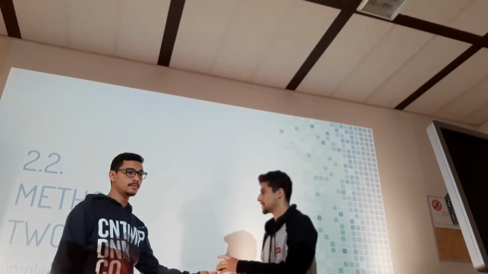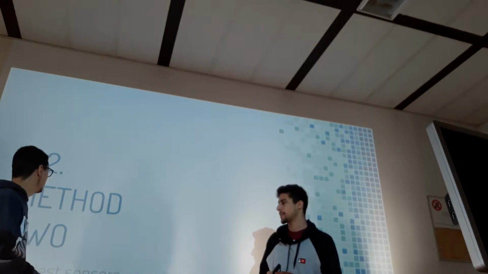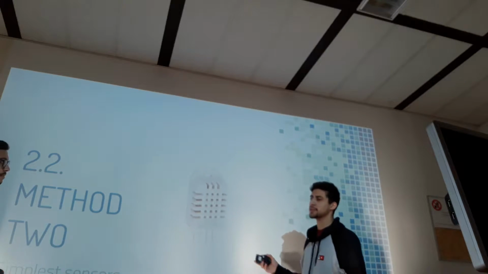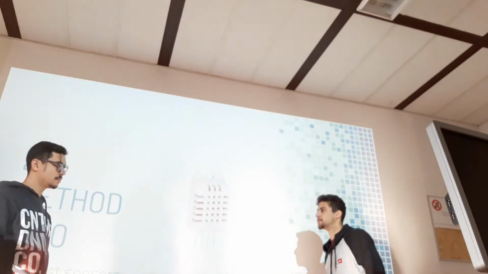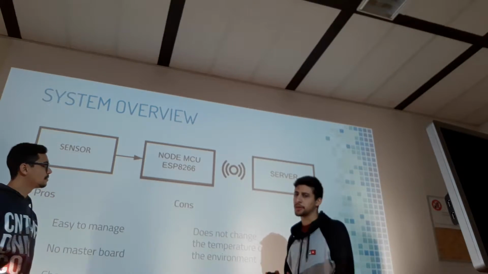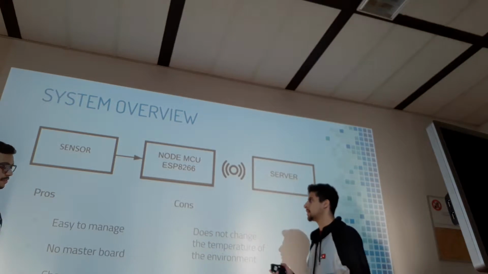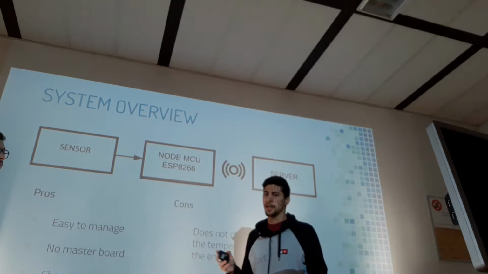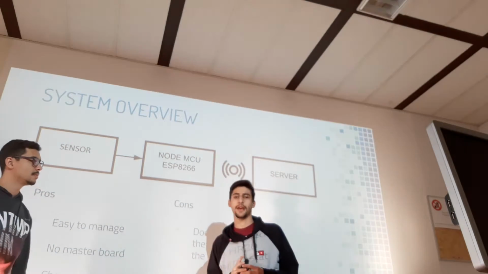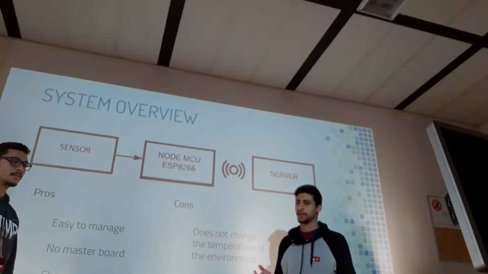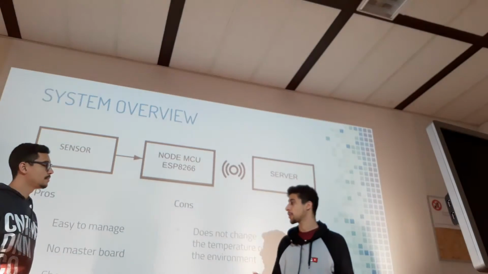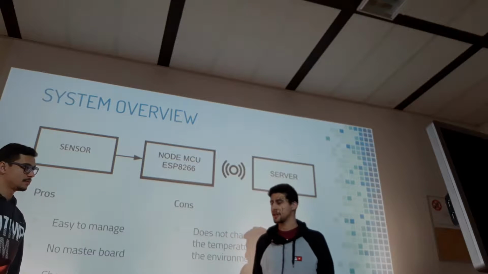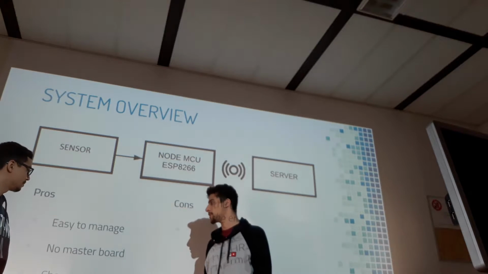Now we're going to present the second method, method 2, using a simple sensor. In our case, we are using the DHT22. Let's talk a bit more about this new sensor. This sensor brings with it some pros and some cons. It's way easier to manage, as it doesn't require high knowledge of programming languages to set it up. A master board is not required, which also makes the project cheaper.